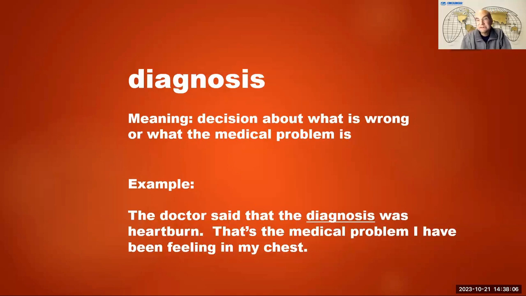Now we have diagnosis. Diagnosis is the noun. The related verb is to diagnose, but we have the noun here. And a diagnosis refers to a decision about what is wrong or what the medical problem is. So the professional gives a name to the problem, and that name of the problem is the official diagnosis.